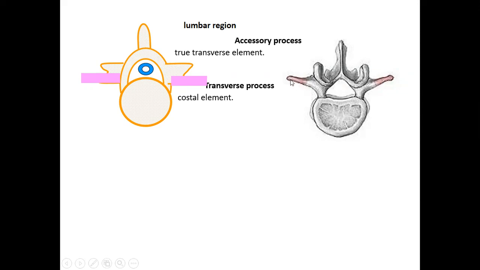So I hope you can follow what I am explaining right now. The corrected part: the true transverse element will form the accessory process, the costal element will form the transverse process. These will join together to form these two structures at the lumbar region. This is the lumbar vertebra. No, this is not the accessory process, sorry, the arrow was slightly incorrect just now. So this one is the accessory process.